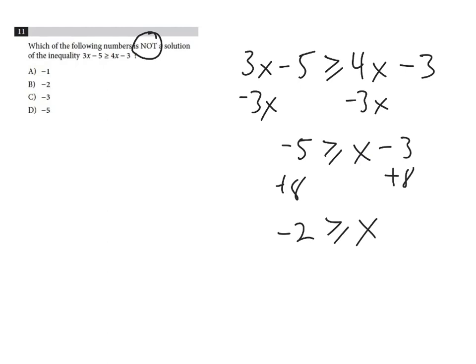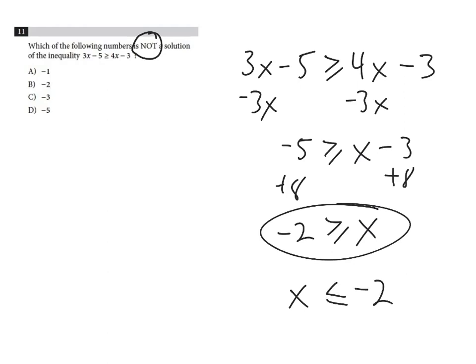Alright, so is negative 1 greater, or sorry, I guess we have to think about this, right? Because we can rewrite it as x is less than or equal to negative 2. Okay, is negative 1 less than or equal to negative 2? Well, no, that's not less than or equal to negative 2. Sure seems like that's going to be our solution. Let's check the other ones. Negative 2? Yeah, negative 2 is equal to negative 2. Negative 3 is less, and negative 5 is also less. So A would be our solution.